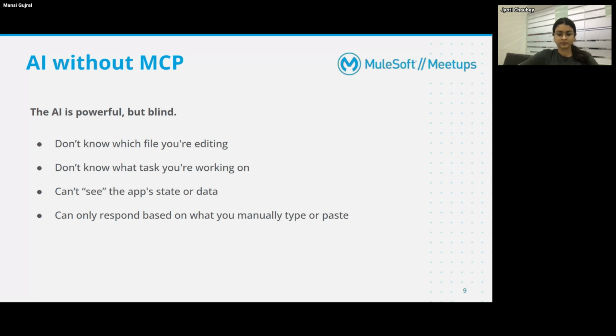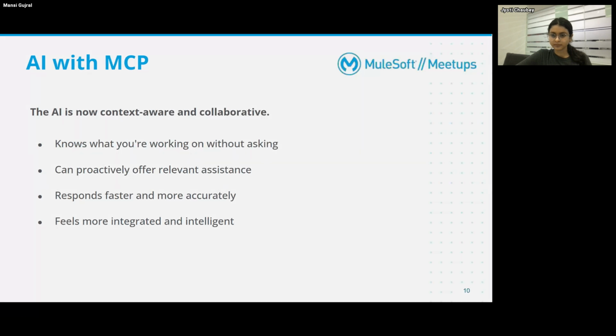They also cannot see the app's state or data. We have some environment variables as well, and the test payload that we are receiving. Whenever we are working with general AI models, they don't know what the test payload is or what the environment variables are, and can only respond based on what you manually type or paste. To get every answer, we have to type explicitly which kind of response we want, what data is there, and what kind of payload we are sending. That can be very time consuming and also error prone at times. So here is where MCP comes into play.